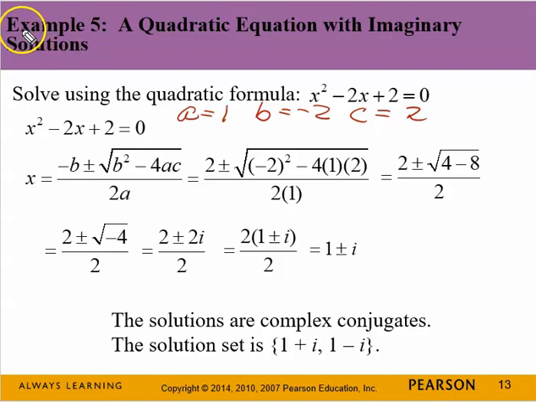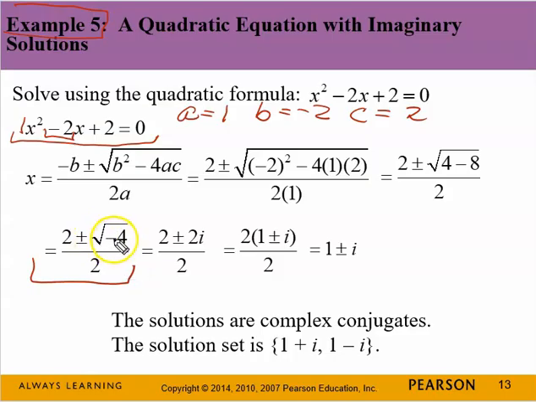Now our last example, example 5, says solve using the quadratic formula. Well, they listed here for us, there's your equation in standard form. We have to identify our a term, which is a 1, our b term, which is a negative 2, and our c term, which is a 2. We plug it in, do the calculation, and we end up with this.